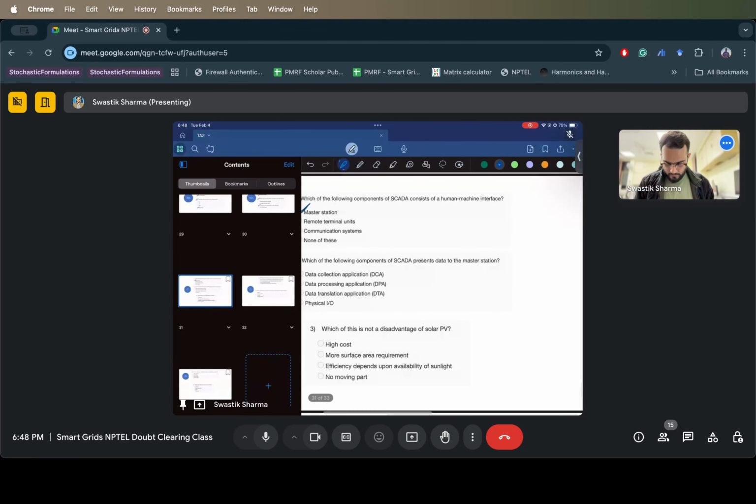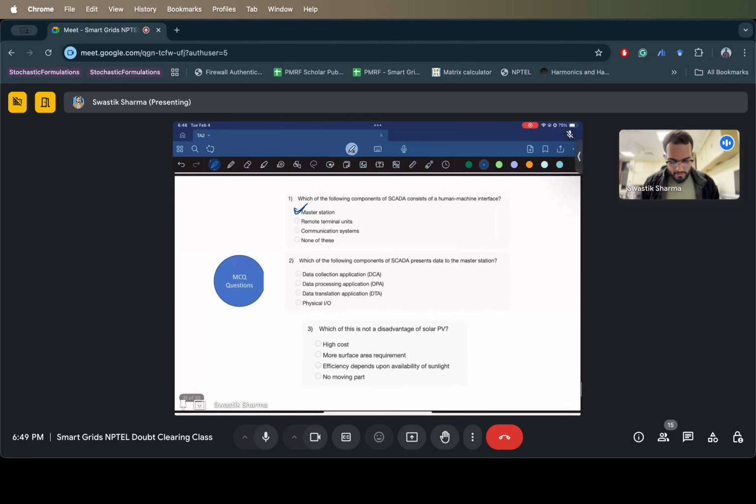So next question, which of the following components of SCADA presents data to the master station? Who can give me a correct answer?